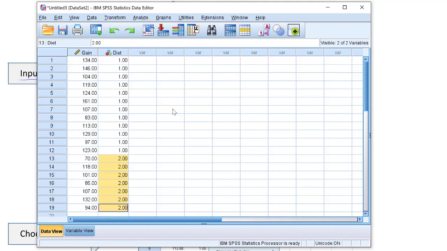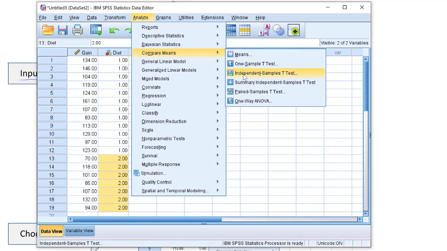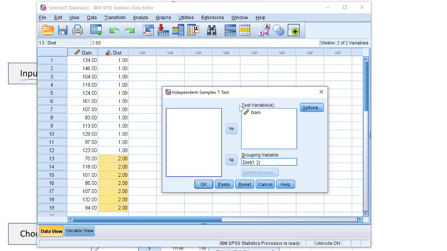So next thing we do is we go to Analyze. This time we're still going to compare means. This time we're going to the independent samples t-test. Click on that. So now we have to tell it how to interpret this. So we have two categories here. We have the test variable and the grouping variable. The thing we're trying to test is the weight gain, so that goes there. Now the diet, that's how we're grouping it, which diet.